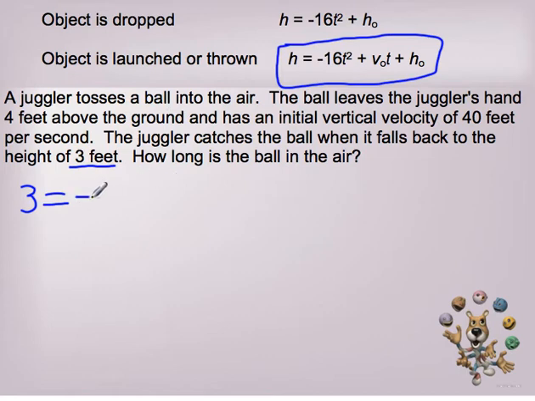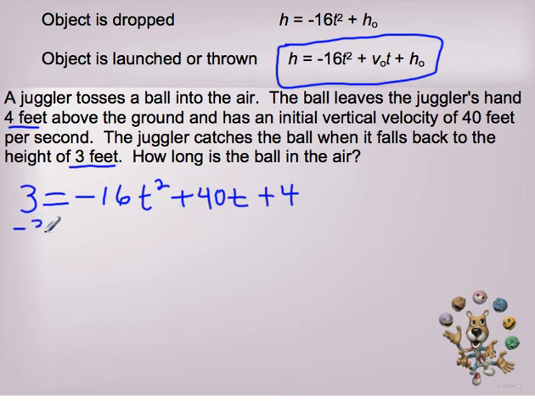Then we have negative 16 t squared. T is what I'm looking for. I'm looking for t. How long is it in the air? T is the time. Okay. And then we have an initial vertical velocity of 40 feet per second, so it's going to be plus 40t. V sub 0 is your initial vertical velocity. Still looking for t. And then the initial height is 4. Okay, because they said right here, he tossed it at 4 feet above the ground. So there's our equation. Now we need to solve for t.